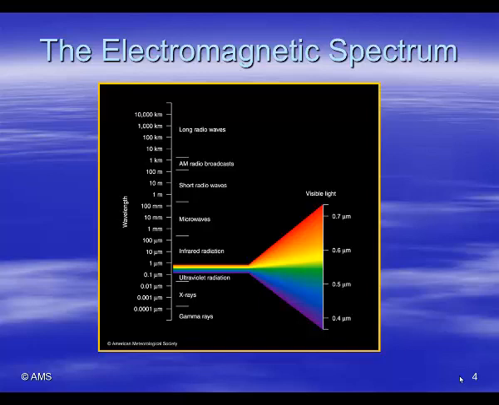See that radio waves are very long. They can go 10,000 kilometers to about a meter. Then comes microwaves, then infrared radiation, then the visible spectrum, then ultraviolet, X-ray, and gamma ray. Gamma rays are very short wavelength. They're about 0.0001 micrometers.